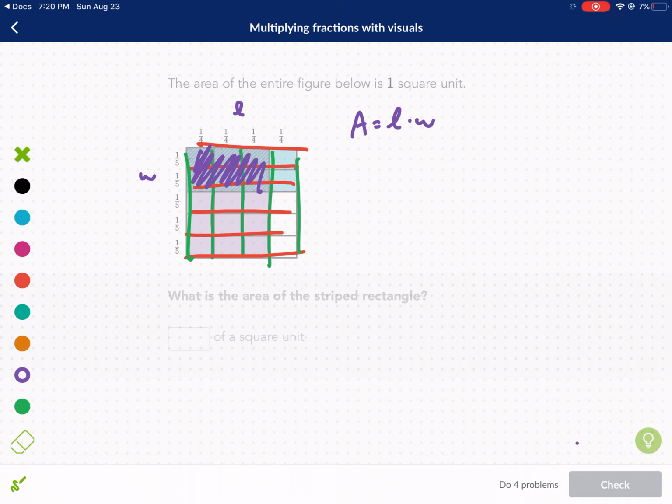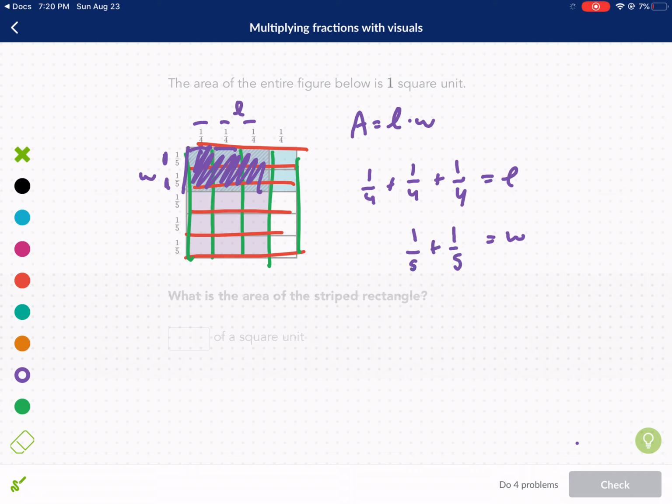Well, the length is 3 of these little chocolate chunks, which is 1/4, 1/4, and 1/4 plus 1/4, that's going to be equal to our length. And then our width, we'll call this 1/5 part right here, this little chocolate chunk, 1/5 plus 1/5.